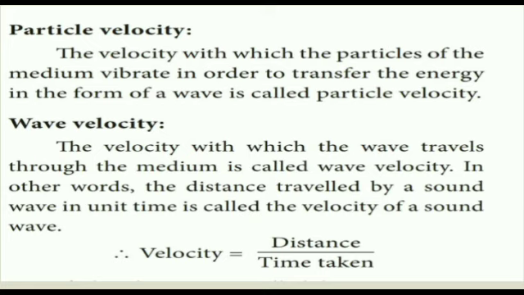Wave velocity is the velocity with which the wave travels through a medium. In other words, the distance traveled by a sound wave in unit time is called the velocity of the sound wave. The velocity is denoted by V. Thus velocity is equal to distance by time taken, or d by t, where d is the distance and t is the time taken. This is the velocity of sound waves. Okay, students, right.